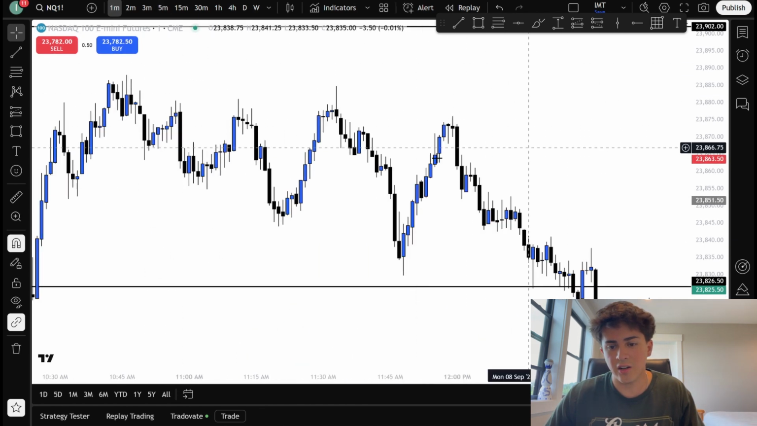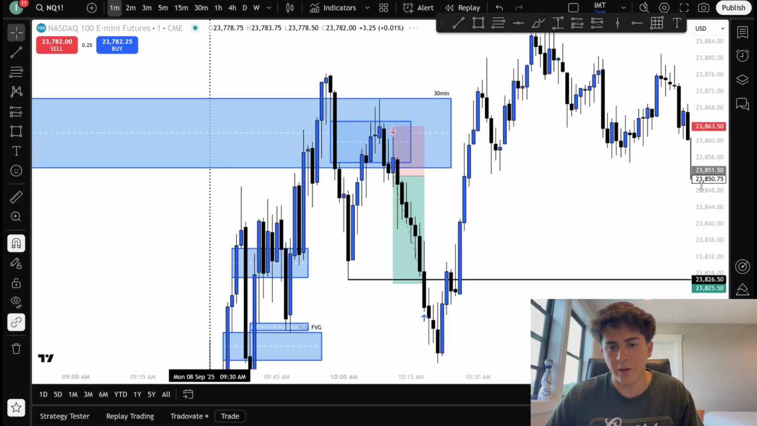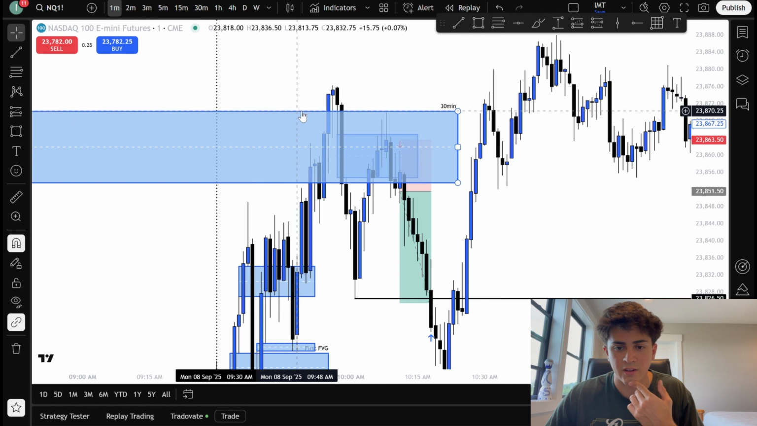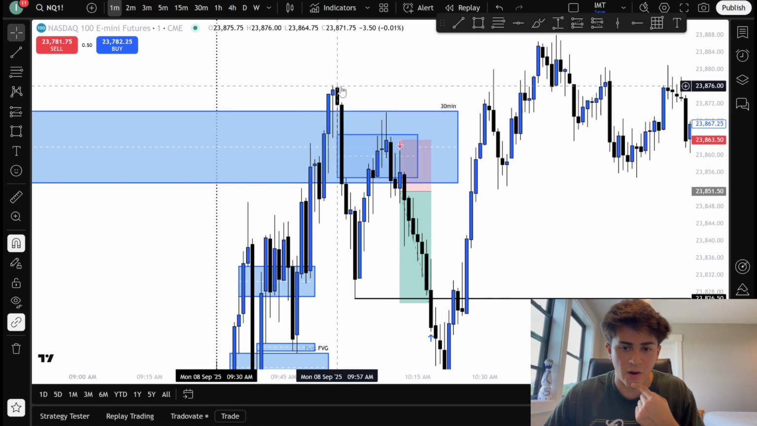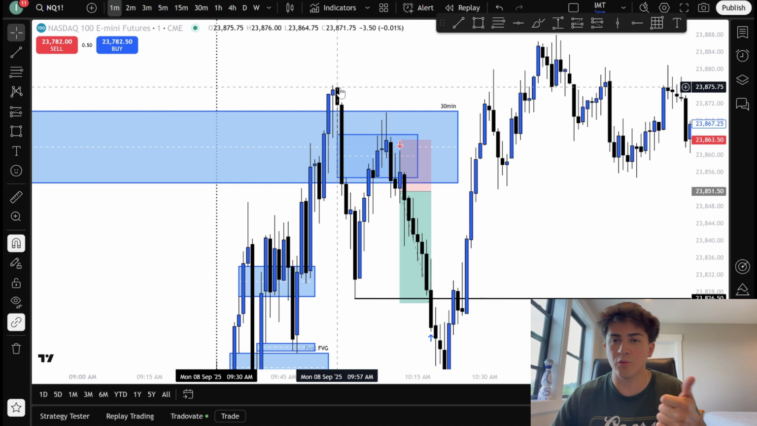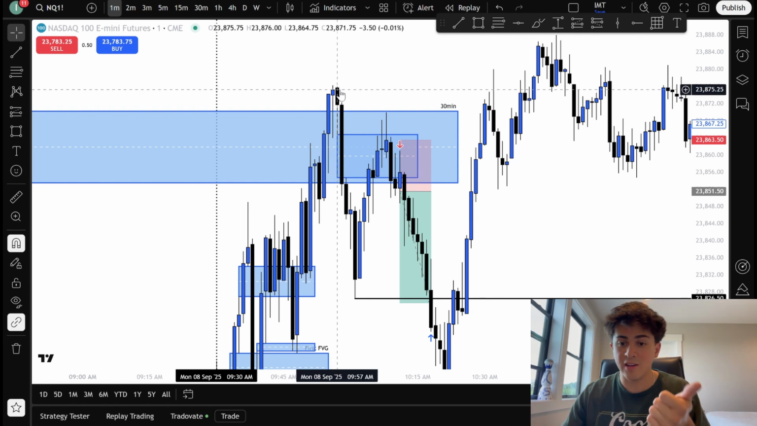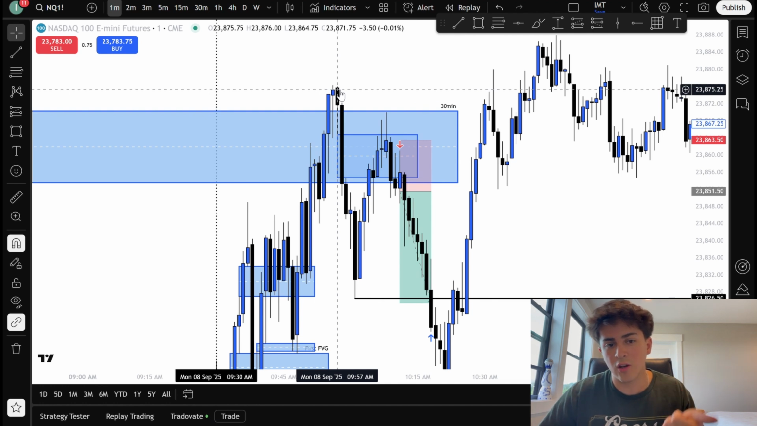So as you see here, we go to the 1-minute time frame. We get a sweep of liquidity right here. This is the 30-minute imbalance or fair value gap, which is the same thing that I showed a little bit earlier. And this is basically where it all started. So I see this sweep of liquidity. That's number one. That is the first thing and a very necessary thing that we need when we are trading.